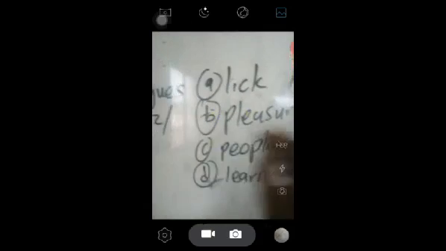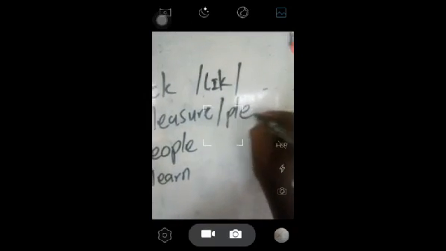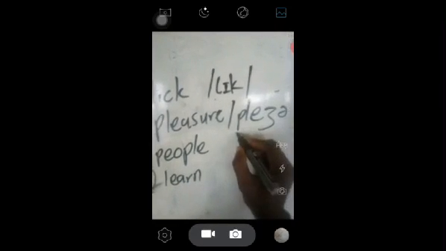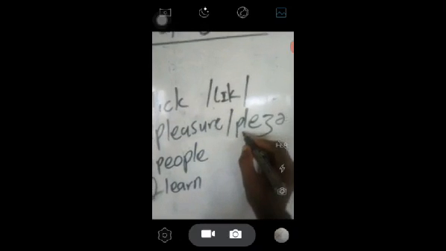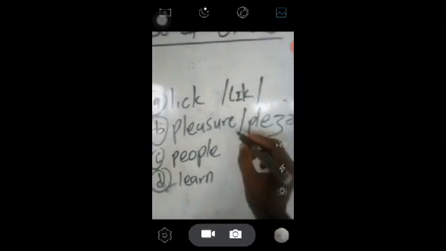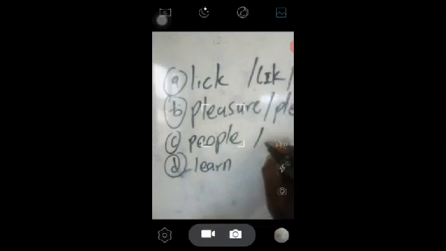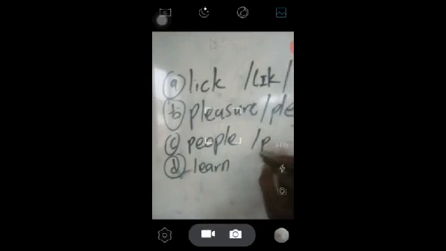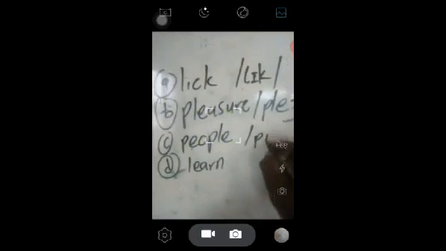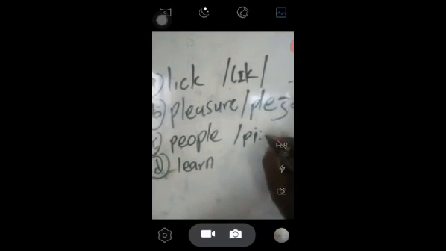This one is pronounced lick. And this one, the sound you have is l, e, j, and putting it together, you have pleasure. Then the sound you have here is the letters O and E coming together to give you this sound. I think that sound looks familiar.